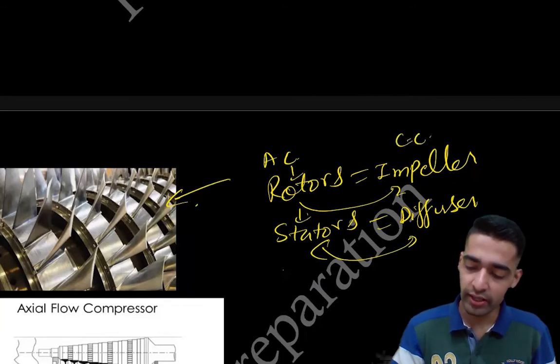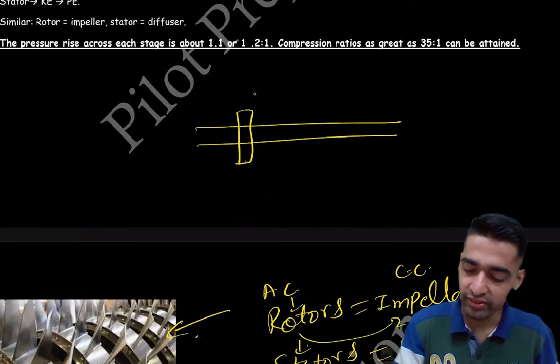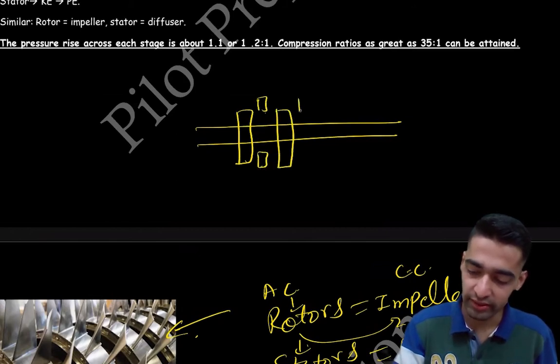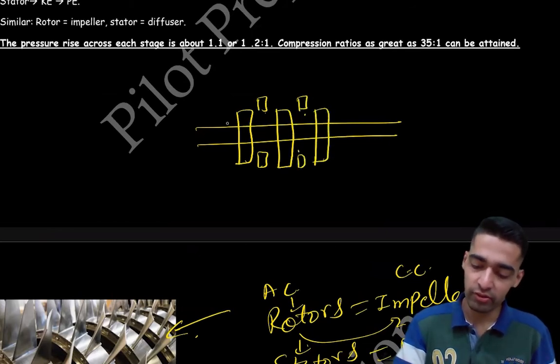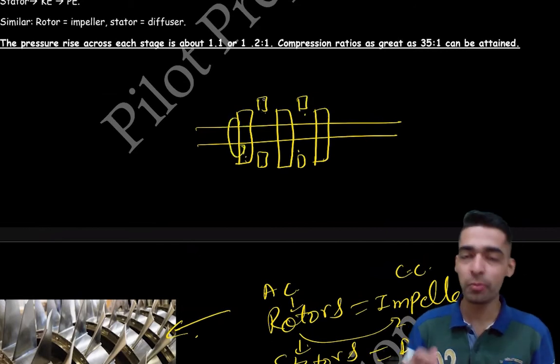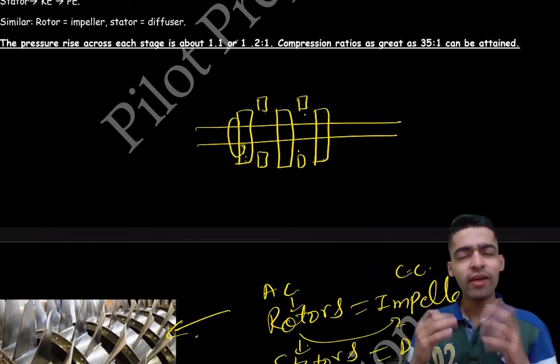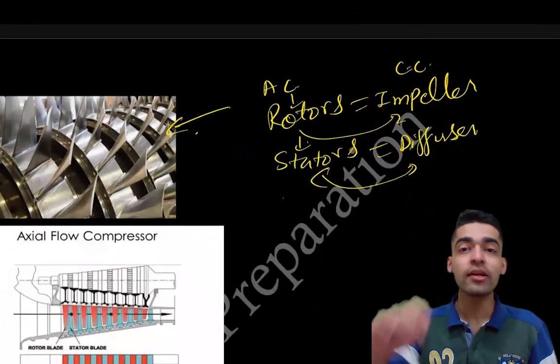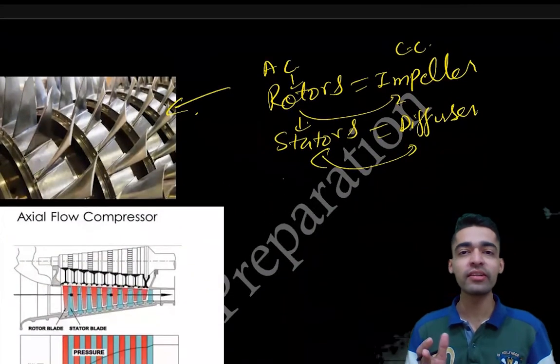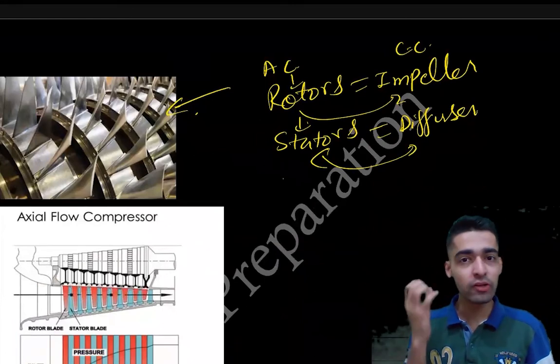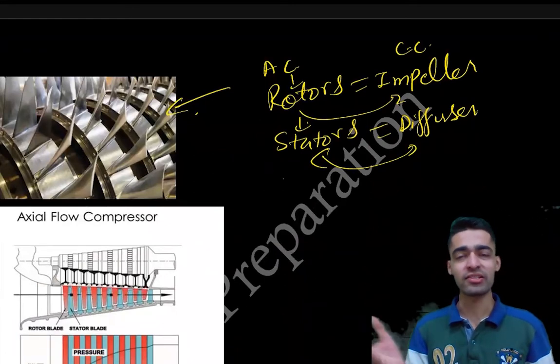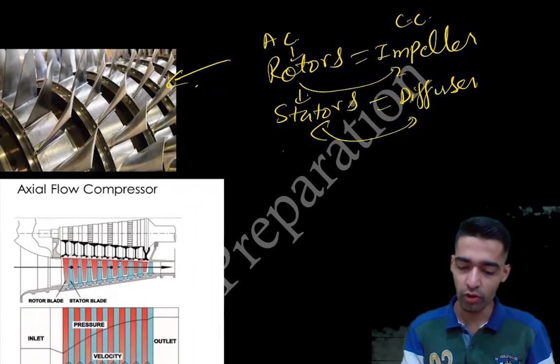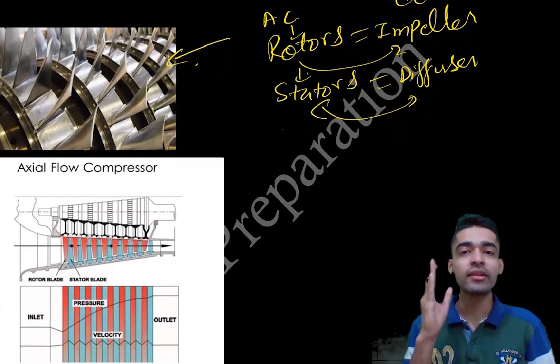What we have learned till now, we can imagine like this: we have a first set of rotors, then a set of stators, then the next set of rotors, then another set of stators, then the next set of rotors. The rotor will be continuously rotating like this, while the stators will be stationary, just like that. Why do we want a stator? We want the stator to cut the velocity. If the velocity is high, the compression would not be higher, because velocity and pressure are kind of inversely proportional. So we want to cut this high velocity.